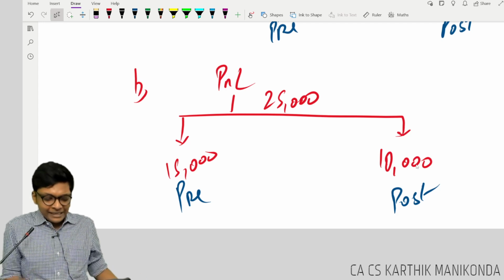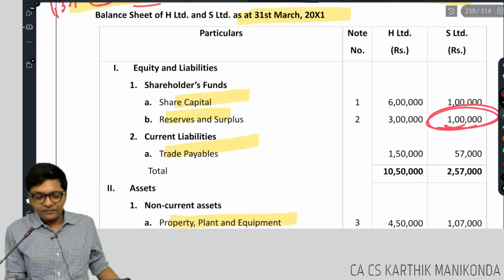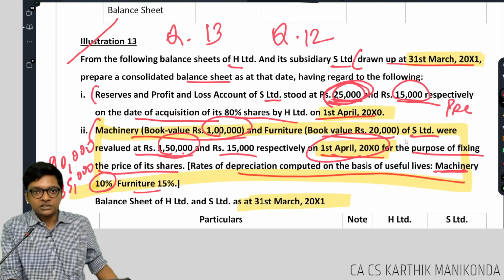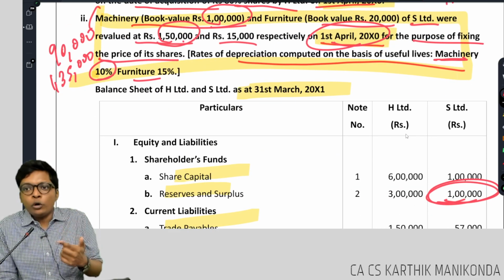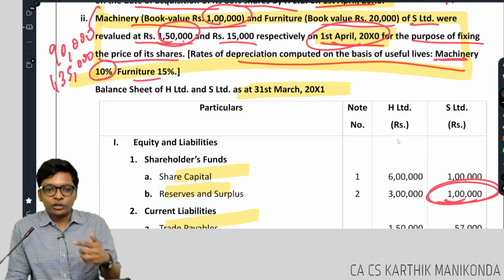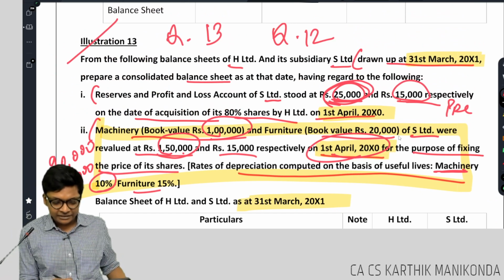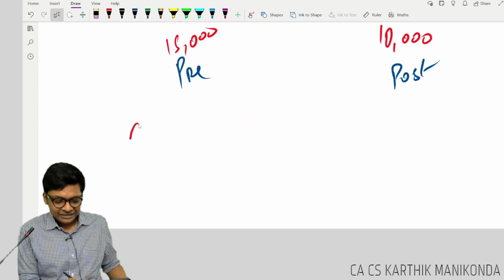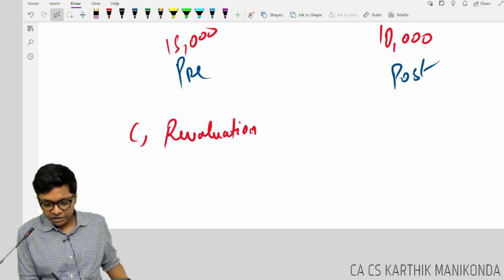Okay. Any other reserve that is there? As per question, we have finished this reserve. Any other reserve? Revaluation reserve. It is not there in the balance sheet because we didn't account for it. But revaluation took place in whose books? Subsidiary books. I have to account for it now. How much is revaluation? Let me write, come down here. C. Revaluation reserve.